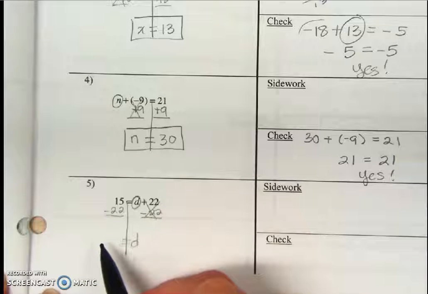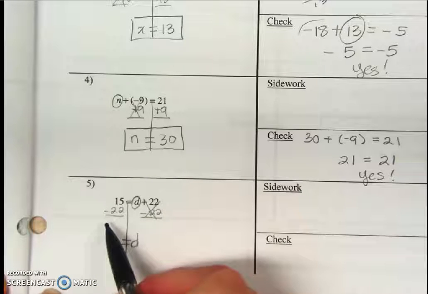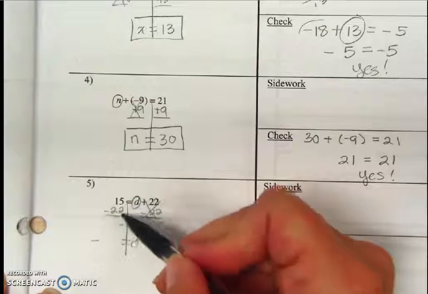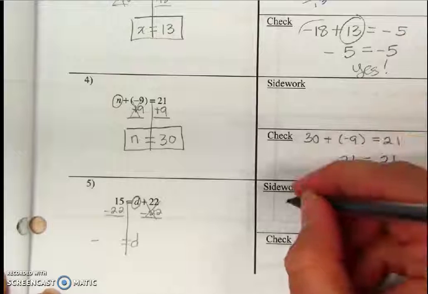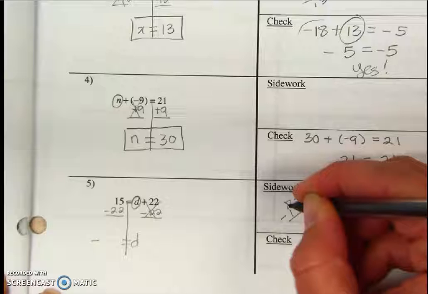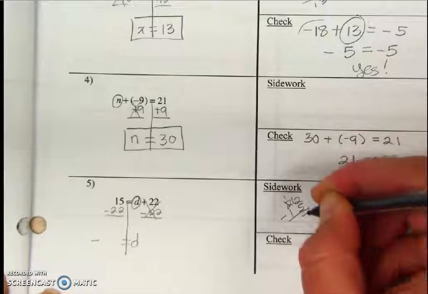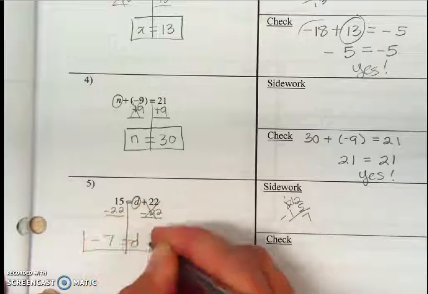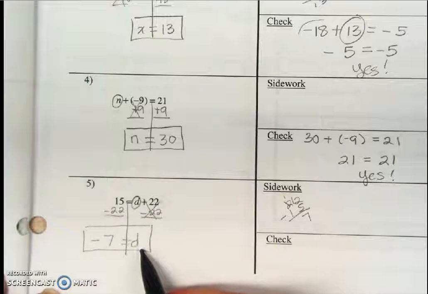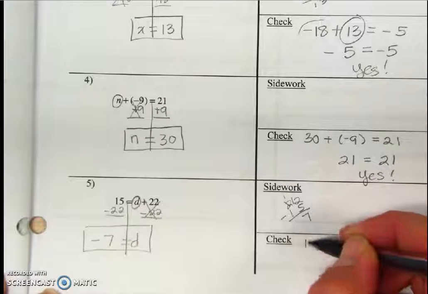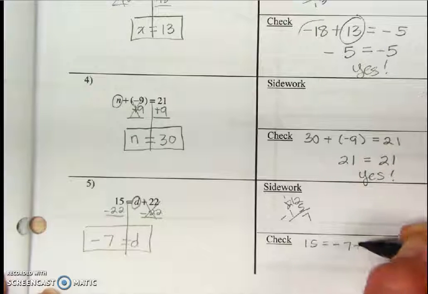15 minus 22. Well, do I have more positive or more negative? I have more negative this time, so I'm going to write negative. Since I had more negatives, I'm going to write that number first. 22 minus 15. I have to borrow, and 12 minus 5 is 7. So that tells me I get -7 is equal to D. And as long as the variable is by itself on one side, I know it's isolated. That's my answer. We check. 15 equals negative 7 plus 22.